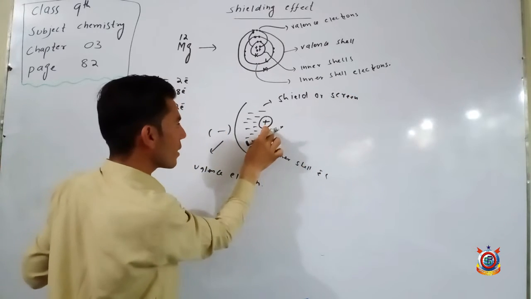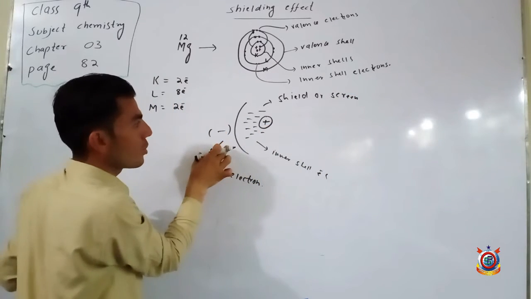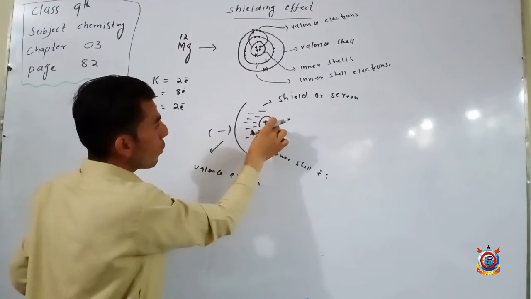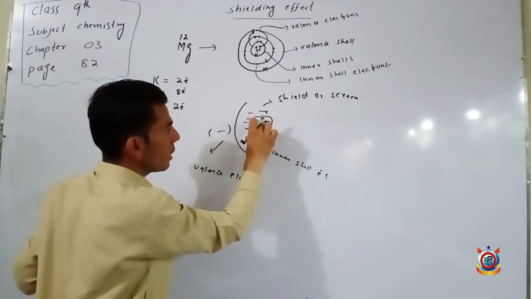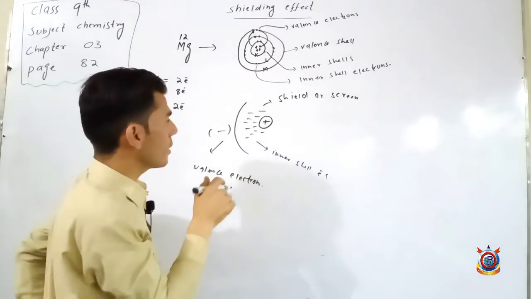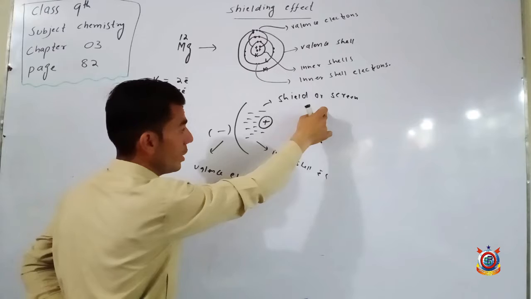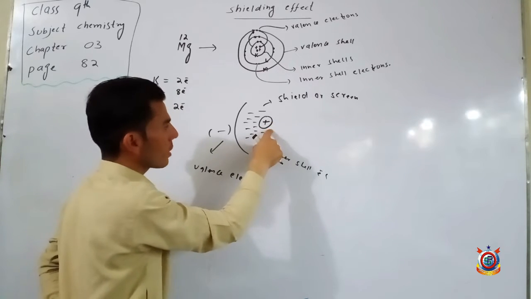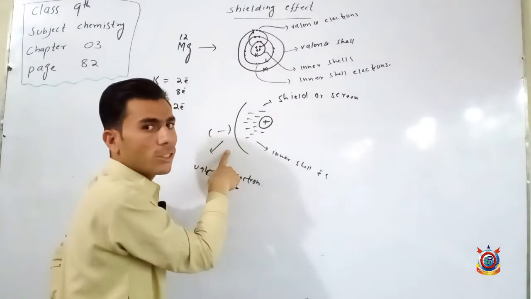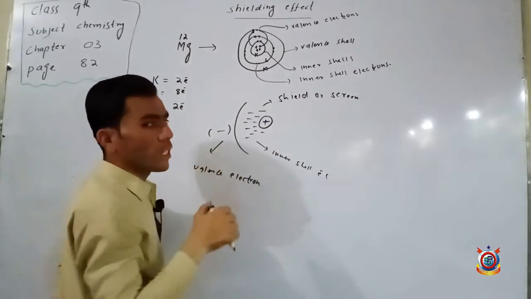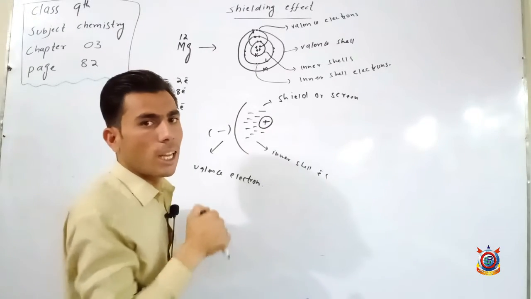Between the nucleus and the valence electrons, the outermost electrons, and as a result of the shield or screen, the force of attraction of the nucleus for the valence electrons decreases, and hence the valence electron is not fully attracted by the nucleus.